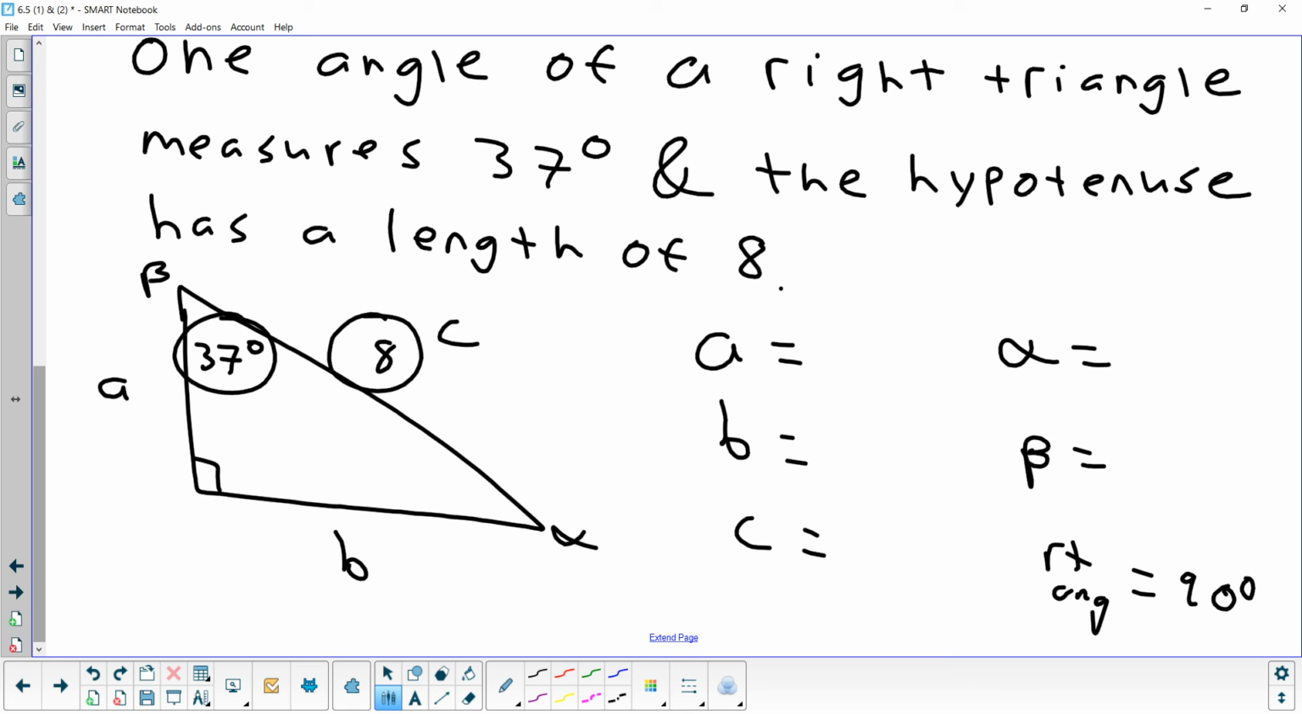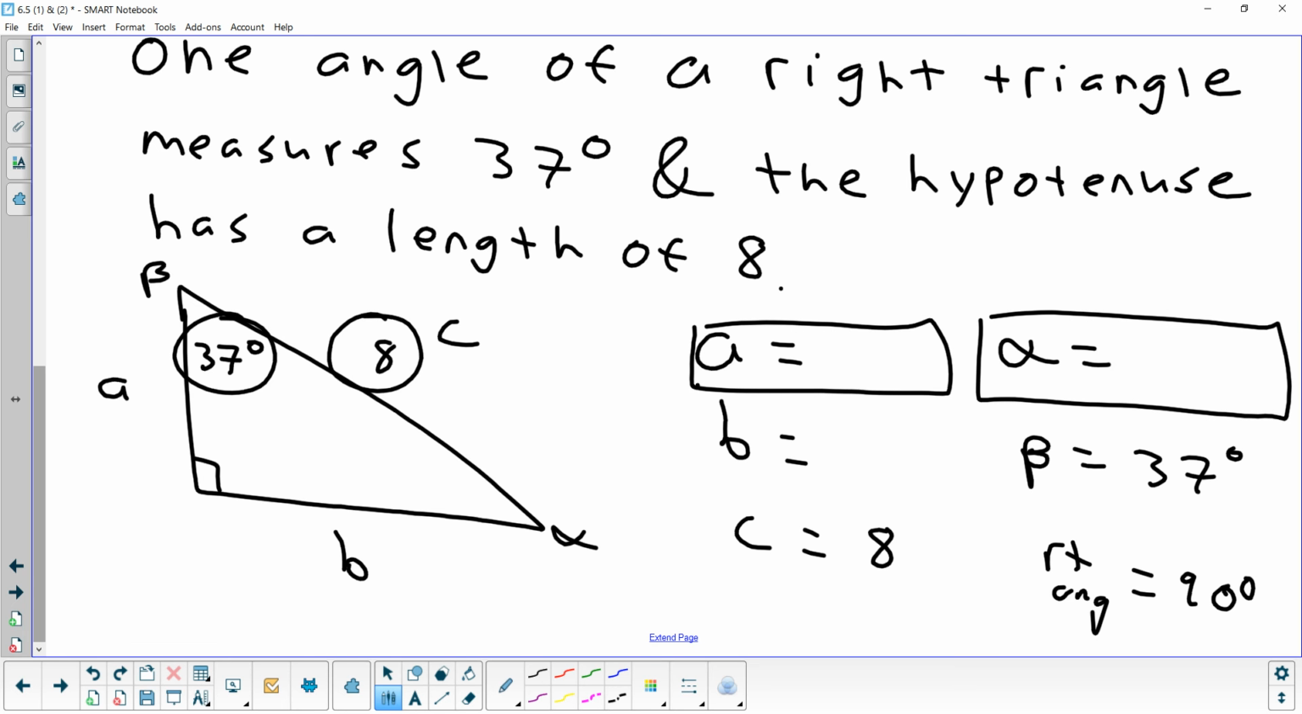All right, so we know beta is 37. That was given. We know C is 8. That was given. And I'm going to put a box around everything we need to find. There should always be 3 boxes. 1, 2, 3. You can find anything you want in any order you want. It doesn't matter. I usually do the easy things first.